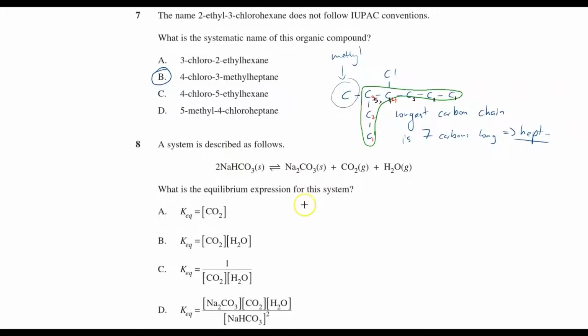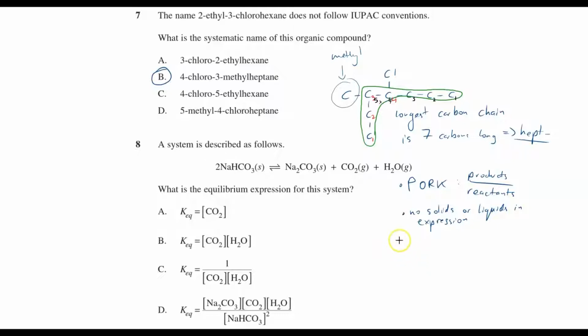The next question, question 8, has a reversible reaction between sodium hydrogen carbonate and its products, and asks, what is the equilibrium expression for this system? Firstly, we remember the acronym PORC, that products over the reactants gives us K, the equilibrium expression. We also remember that no solids or liquids are included in an equilibrium expression, only gases and aqueous solutions.